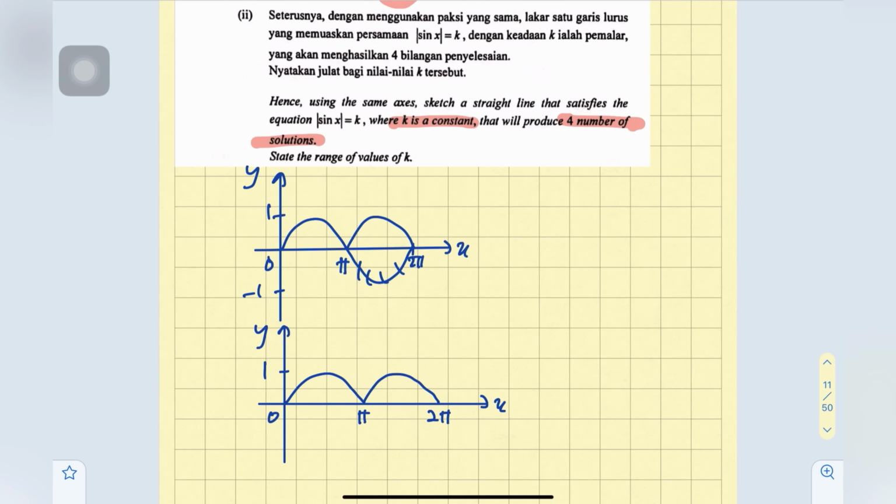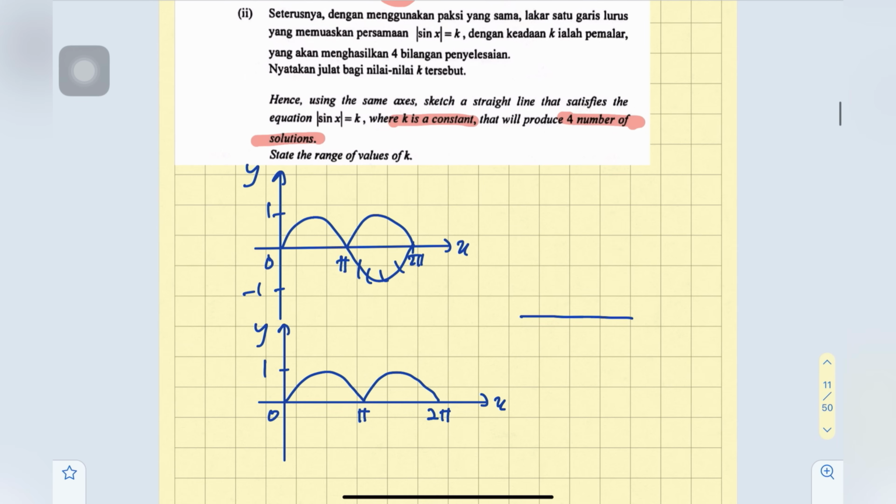Okay, penting tu k constant. Kalau k constant, maksud kita akan dapat garis lurus yang selari dengan paksi x, yang horizontal line lah. Okay, dan produce 4 number of solution, maksudnya kena ada 4 intersection point. Jadi kalau macam itu, kita punya garisan ialah between ni lah, kat sini. Boleh kat sini. Okay, so this one y equals to k.